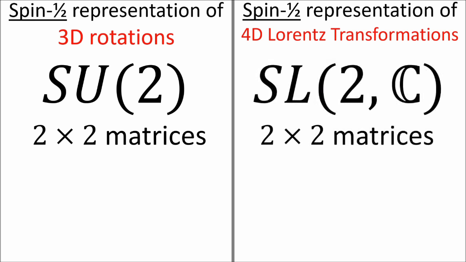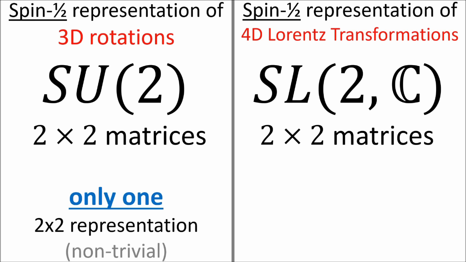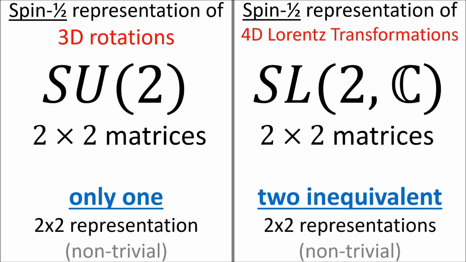There are some key differences between SU2 and SL2C that I'd like to explore. One big difference is that SU2 only has a single, non-trivial 2x2 matrix representation, but SL2C has two non-equivalent, non-trivial 2x2 matrix representations, which are called the left and right representations. To understand why spacetime has both left and right spin 1/2 representations, we need to do a parity transformation. I talked a little bit about this in video 9.